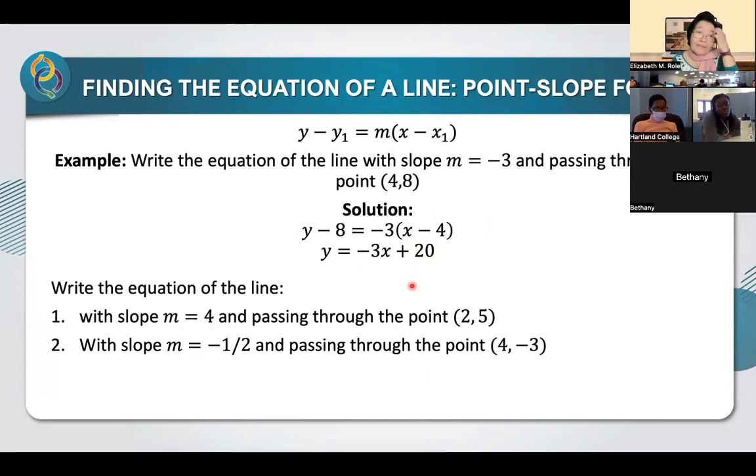Okay. All right. Do numbers 1 and 2. I think that one is just substituting to our equation. Number 1, this one, write the equation of the line with slope m is equal to, okay, I'm talking about this and this. Those are two practice exercises.